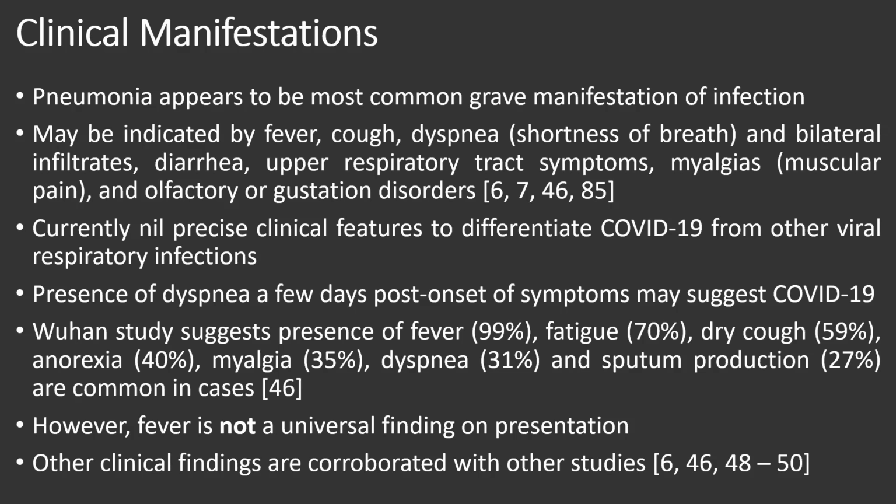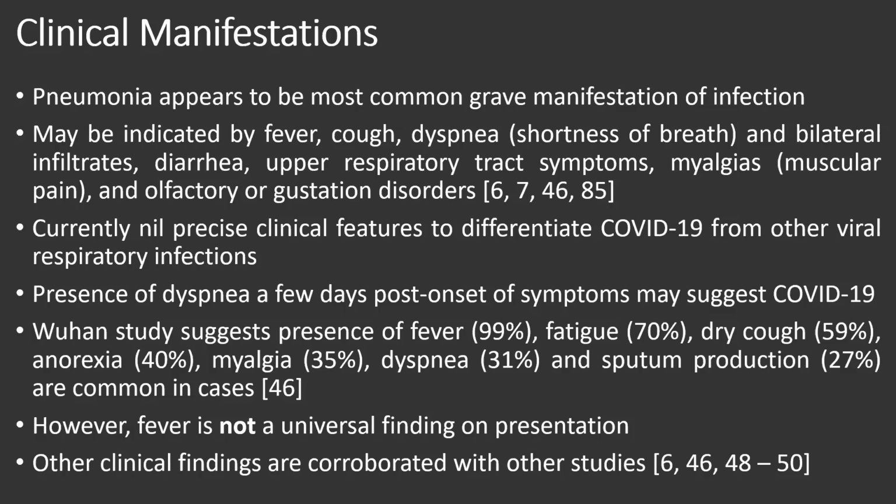However, some other features such as diarrhea, upper respiratory tract symptoms, muscular pain or myalgias, and olfactory or gustation disorders are also frequent. So thus far, there are no precise clinically presented features that can yet reliably differentiate COVID-19 from other viral respiratory infections, although the presence of dyspnea several days post onset of initial symptoms could possibly suggest that.